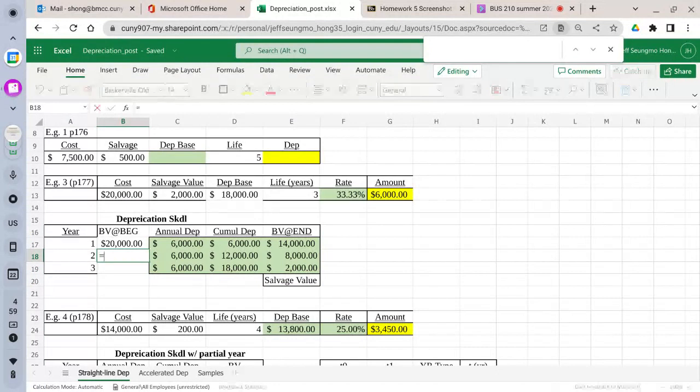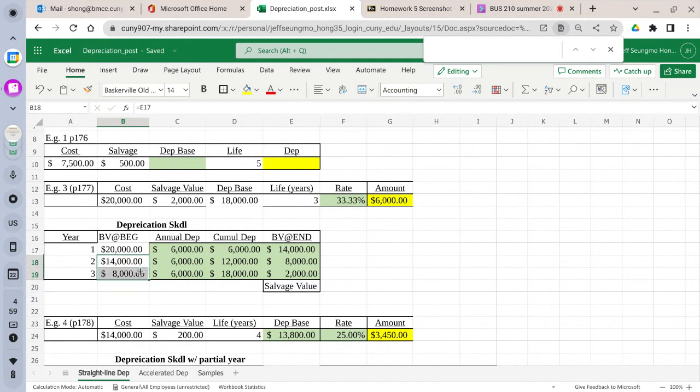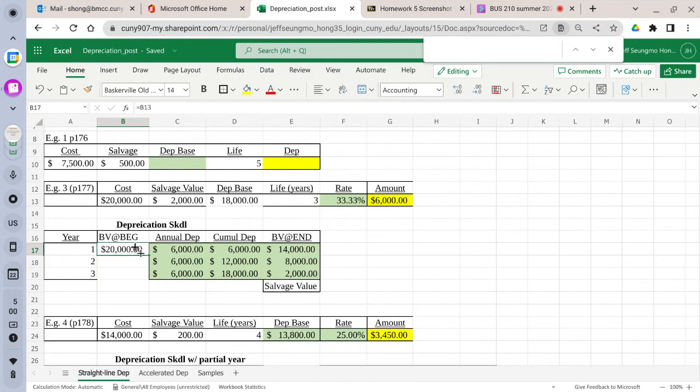And then book value at the beginning of year 2 is this. Book value at the beginning of year three is this. Isn't that right? In other words, I don't even have to. All this time, you cannot even be sure about what is important and what is not important, what is relevant and what is not relevant. You cannot be sure about that. I mean, think about it. Is this really necessary?